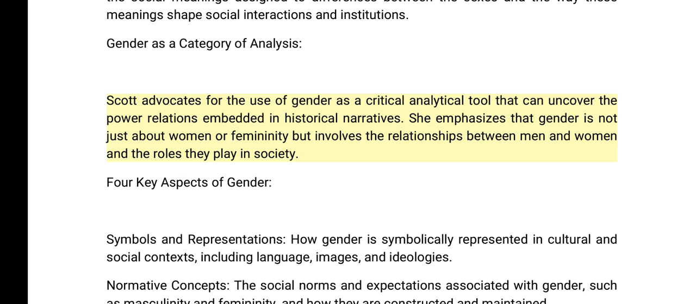Scott advocates for the use of gender as a critical analytical tool that can uncover the power relations embedded in historical narratives. She emphasizes that gender is not just about women or femininity but involves the relationships between men and women and the roles they play in society.